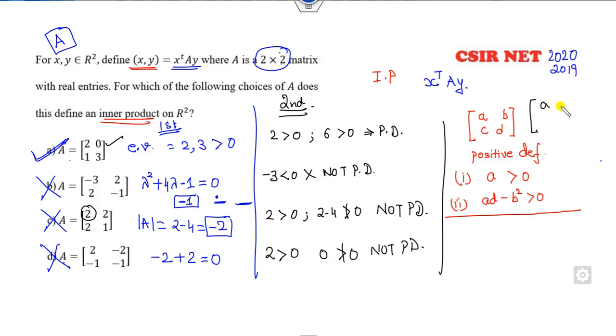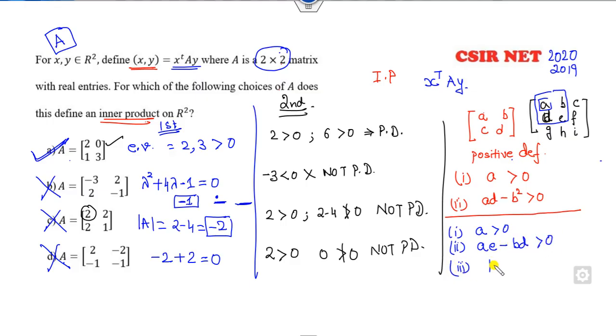If you have a matrix of 3 cross 3, say A, B, C, D, E, F, G, H, I, then this is said to be positive definite if the first value A is greater than 0. Then the next principal minor, that's a 2 cross 2 matrix, whose determinant AE minus BD should be greater than 0. And the third is the complete determinant should be greater than 0. If these properties are satisfied, then we can say it is positive definite. So you can apply either of the methods whenever there is a 2 cross 2 matrix.